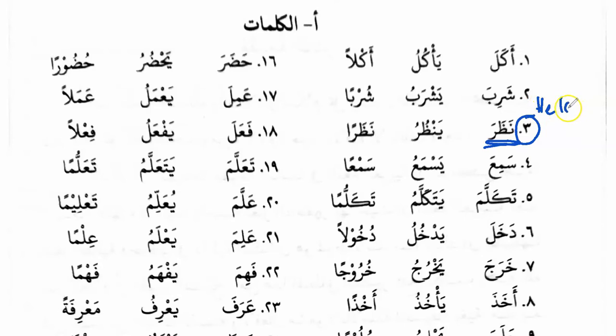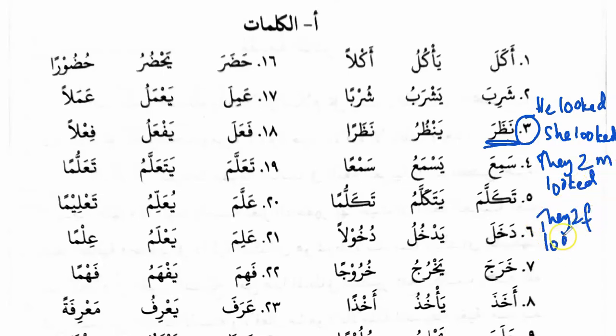He looked. She looked. And they two looked. They two males, they two females looked. They all looked. And then the woman looked. Okay, do this now. Write down all the Arabic equivalents.